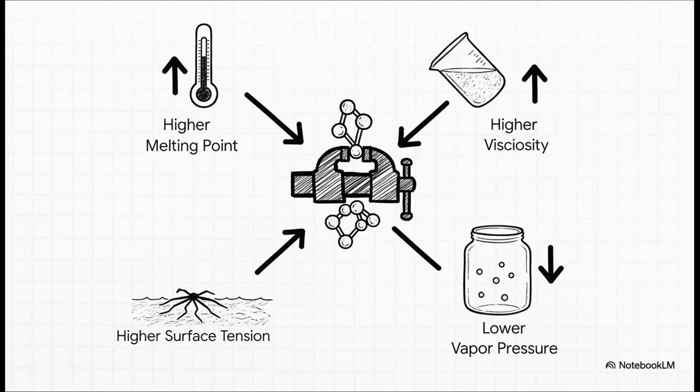The strength of the intermolecular forces, that molecular glue, is the master key. As you make that glue stickier, as you increase the strength of the IMFs, you get higher boiling points, higher melting points, higher viscosity, and higher surface tension. The only one that goes down is the vapor pressure. If you can grasp that one core concept, you can unlock the behavior of almost all liquids and solids.